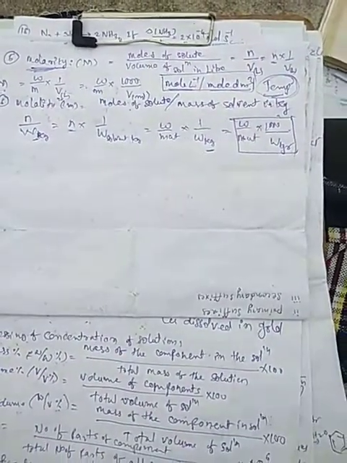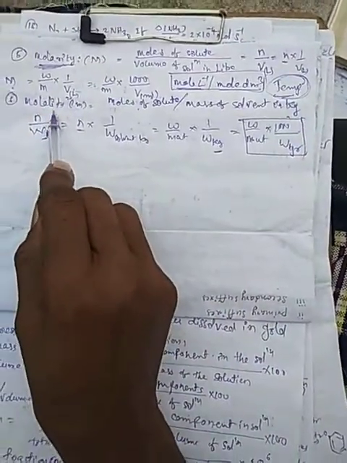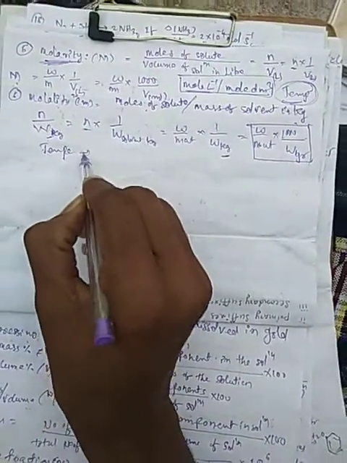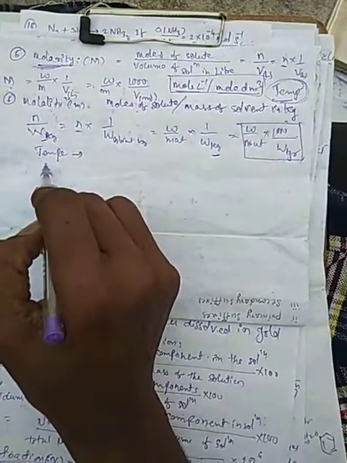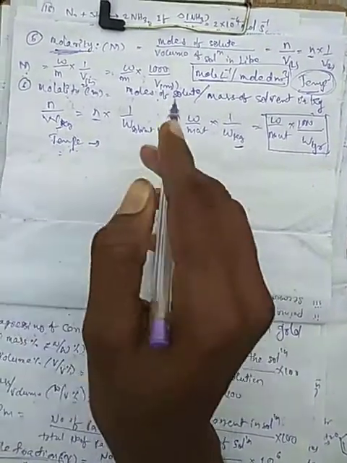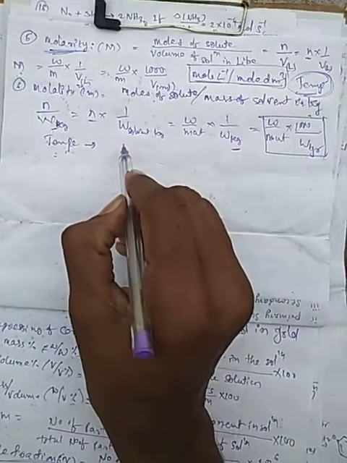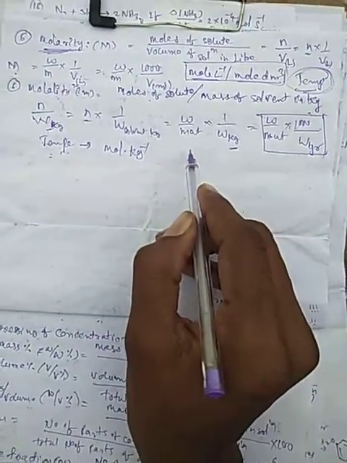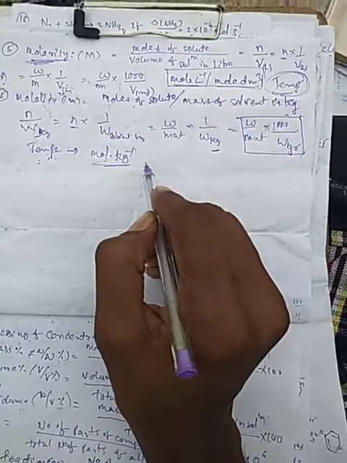Molarity is always temperature dependent, but molality is temperature independent. It does not depend on the temperature, because volume is absent. If the volume is present, temperature matters; if the volume is absent, it does not depend on the temperature. Now the units of molality: mole per kg, that is mole kg inverse. These are the units of the molality.